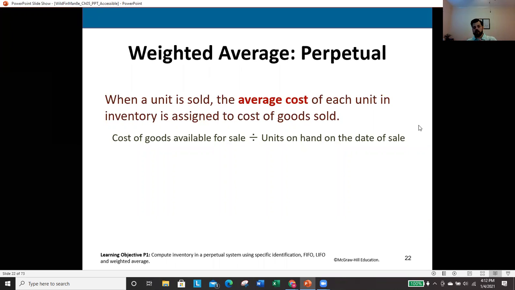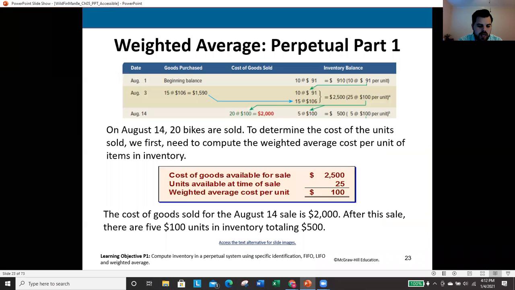Now with weighted average perpetual, which is of course our next section, we see that when a unit is sold, the average cost of each unit in inventory is assigned to cost of goods sold. So the cost of goods available for sale divided by the units on hand on the date of the sale. So let's look here. We see at the beginning we have our beginning balance, 10 at 91 equals $910. Of course, in that case, we've only got one layer of inventory, so we have exactly one cost. So the average is pretty easy.